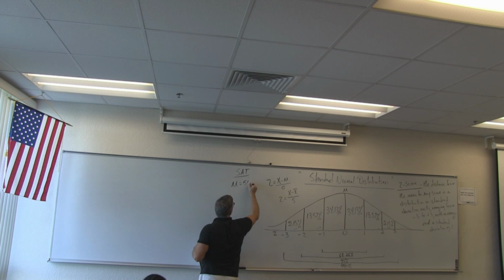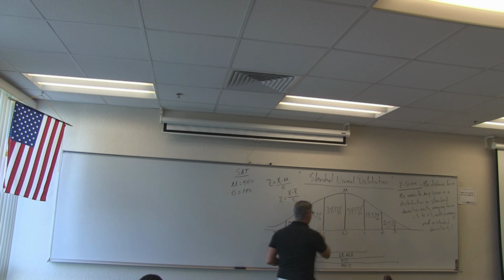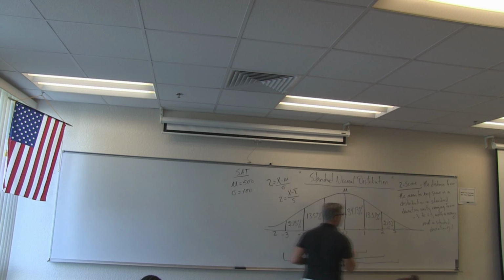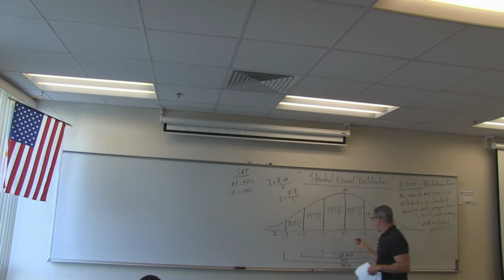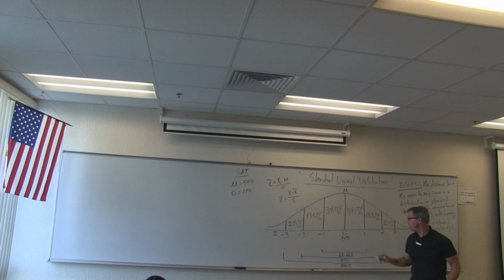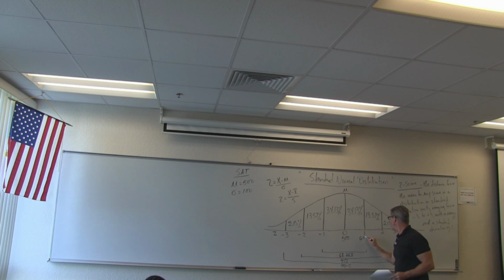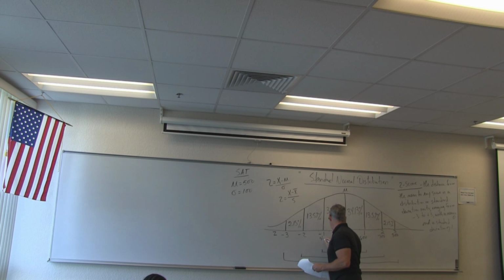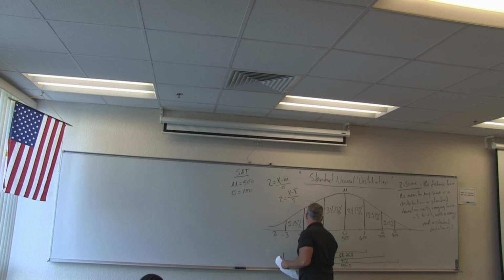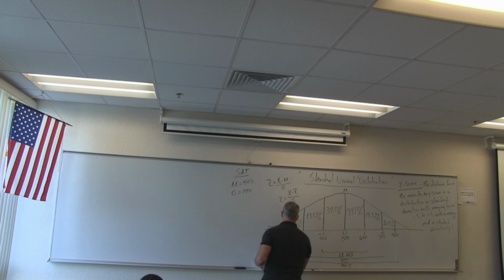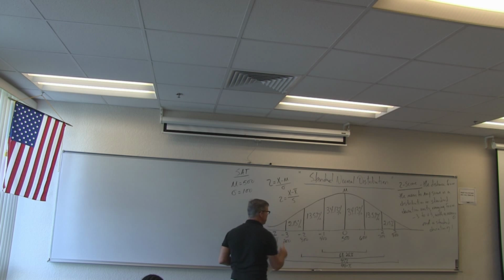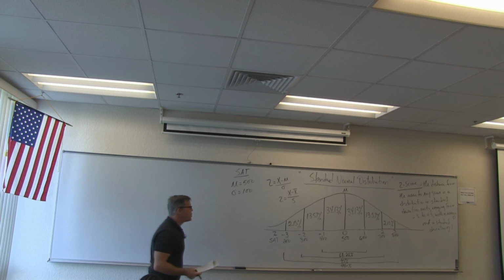Mean 500, standard deviation 100. So we have a mean of 500, standard deviation 100. 500, 600, 700, 800, 400, 300, 200. SAT scale. Mean of 500, standard deviation 100.